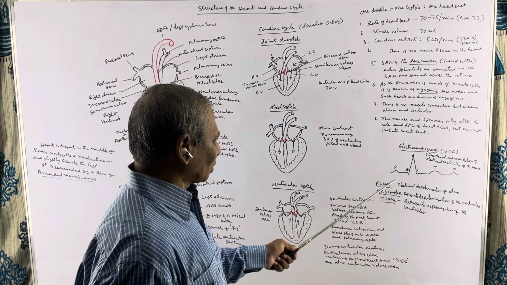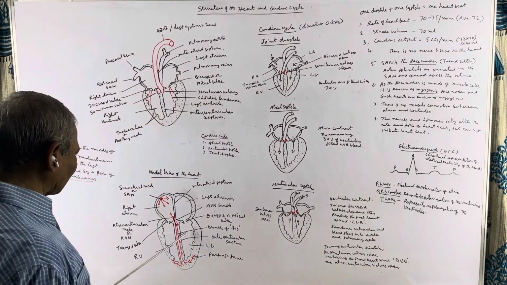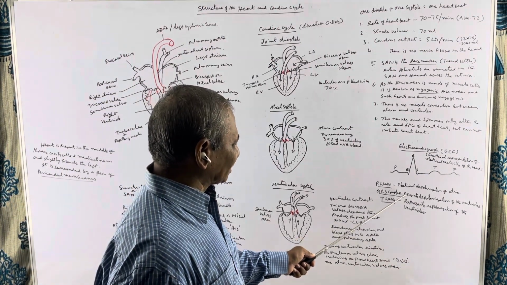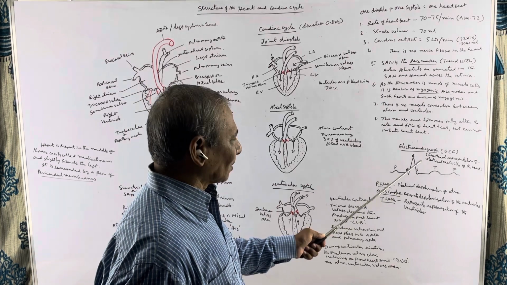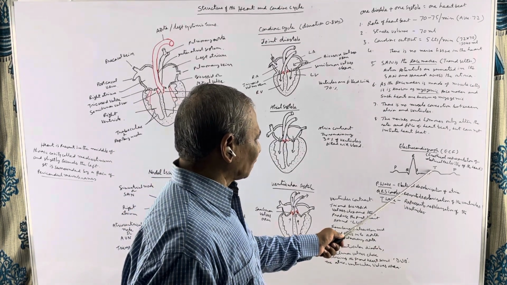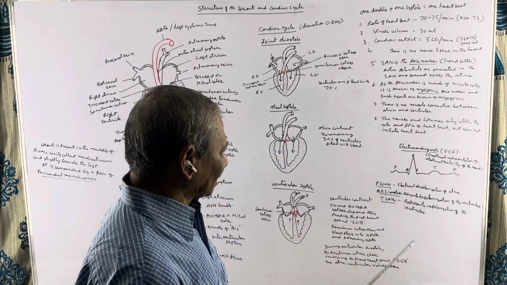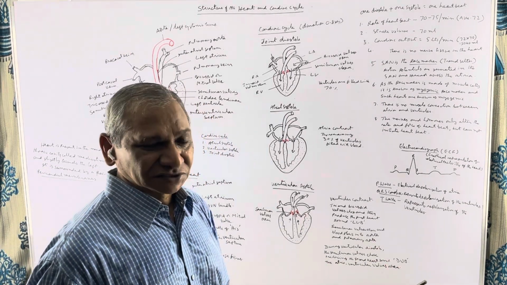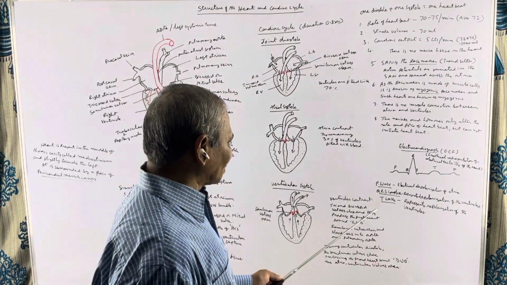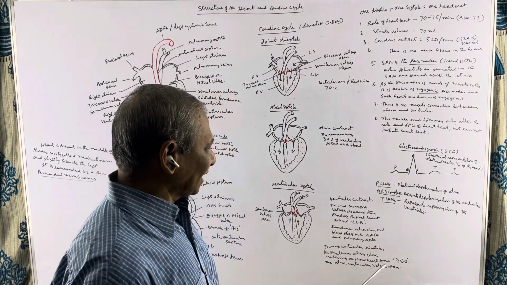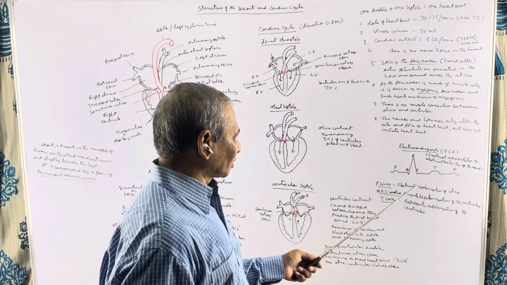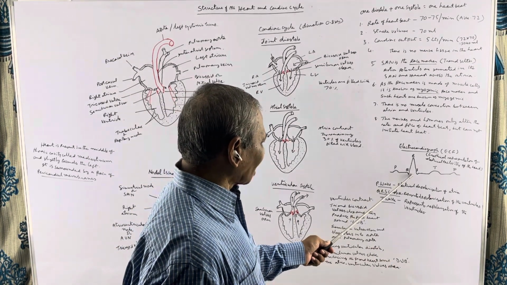After the depolarization of the atria, depolarization of the ventricles takes place. And the depolarization of the ventricles is represented by QRS complex. Then, the T wave. T wave represents the repolarization of the ventricles. The repolarization of the atria is not visible because of the overlapping of the repolarization of the ventricles. In this way, in the electrocardiograph, we come across P wave, QRS complex, and T wave.